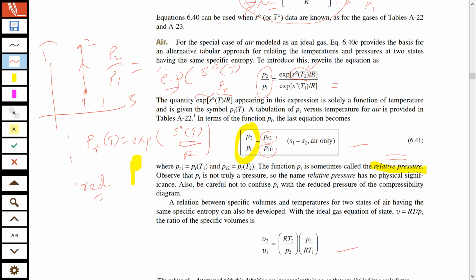Does someone remember what was the notation for reduced pressure? It was P what? I think it was capital R. Yes, the subscript there was capital R. This R did not represent the real gas constant, but the capital R was for reduced pressure, and the small r, now I realize why they had used capital R there, because small r will represent this relative pressure.